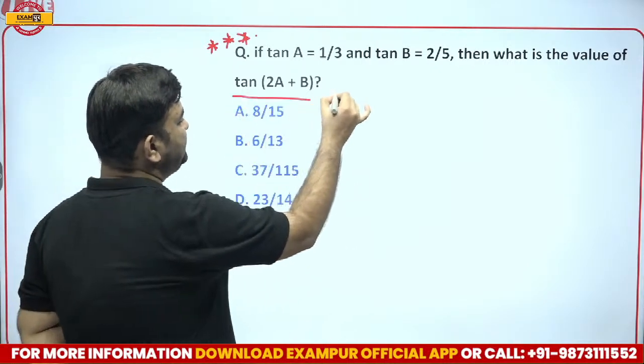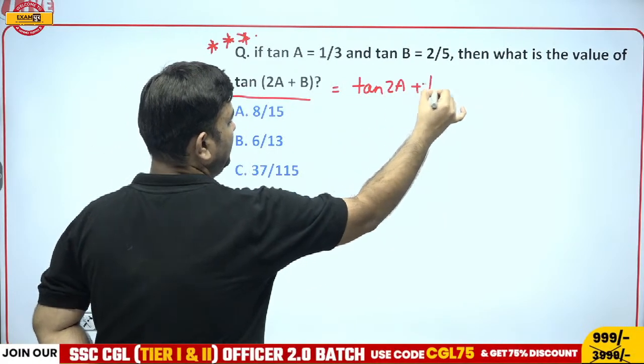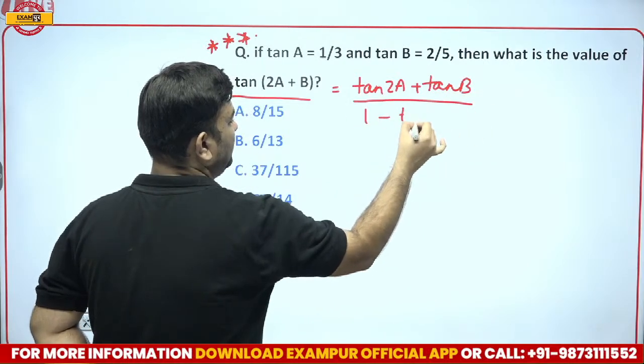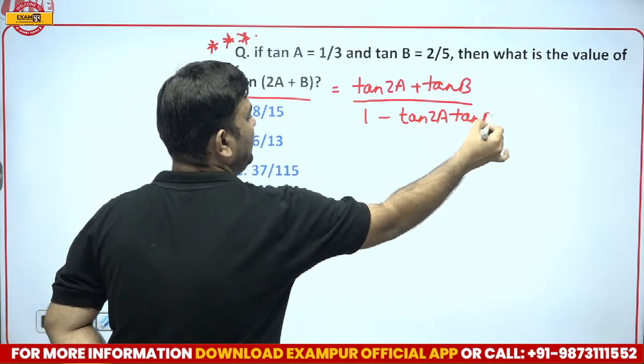Tan of 2a plus b is (tan 2a plus tan b) upon 1 minus tan 2a tan b. However, a here is 2a.